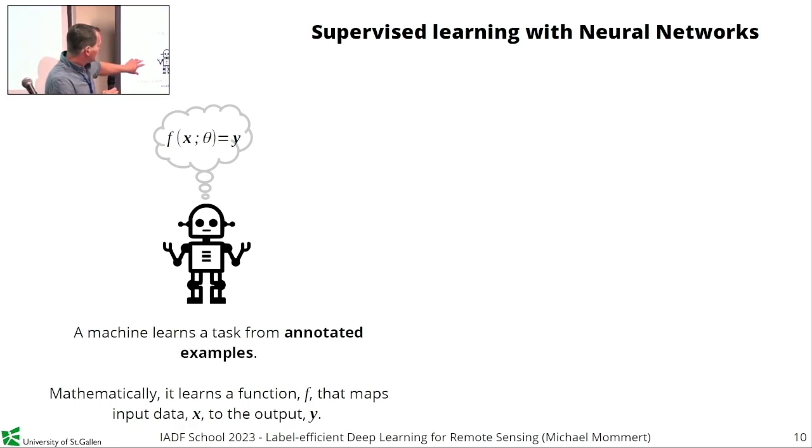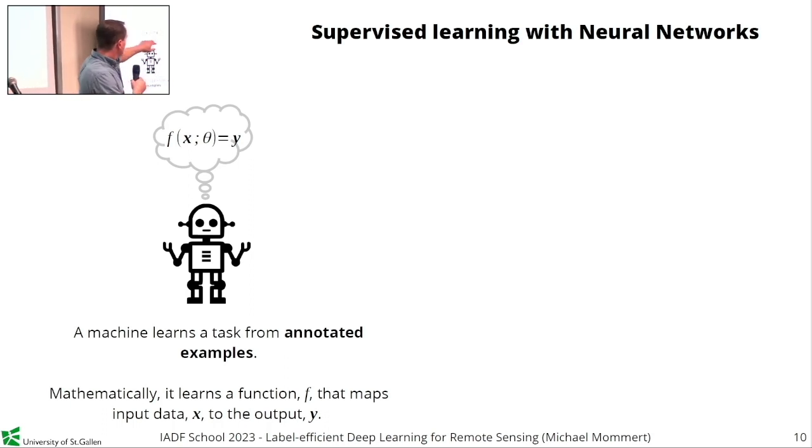You supervise the machine in learning something, so you provide examples to the machine, and those are those annotated examples. So mathematically, that means this machine learns a function f that maps input data x to some output, right? So this is what the inputs that you provide to the machine, like a satellite image. And then the output here could be a label, is there a power plant in this image or not, right? And basically the machine simply learns this function f that does this mapping by itself, so that in the future if you provide even more satellite images, the machine will be able to solve this problem by itself and tell you whether there are power plants in this image or not, because that's what we want to achieve. A machine that performs a task for us.